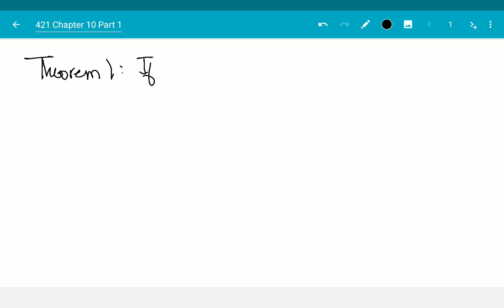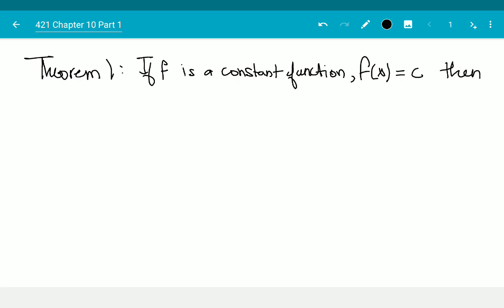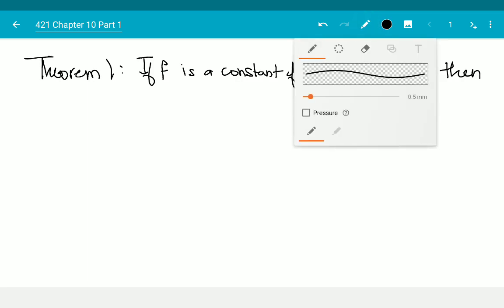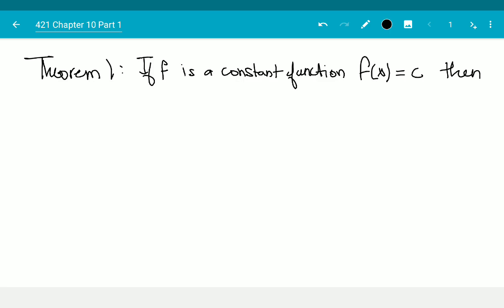If f is a constant function, f of x is equal to c, then f prime of x is equal to 0 for every x.